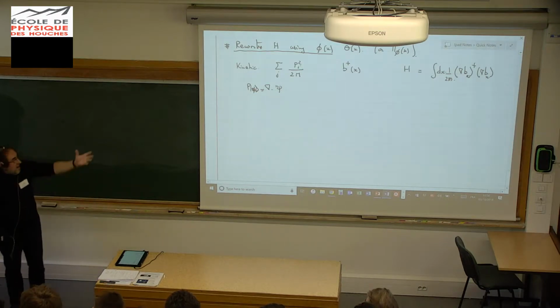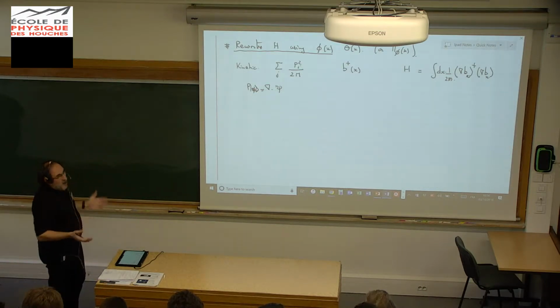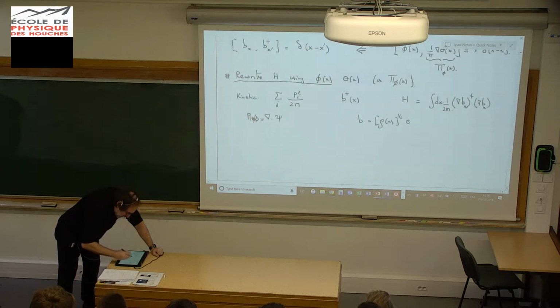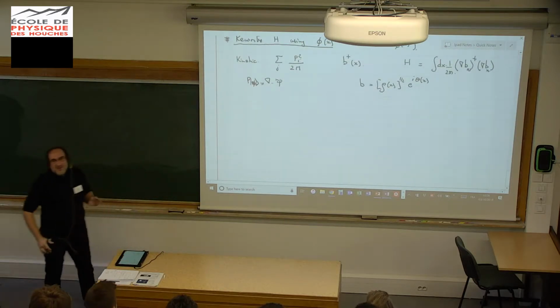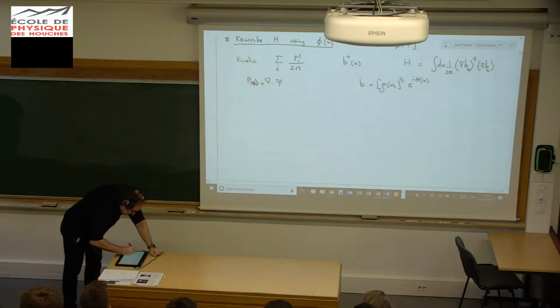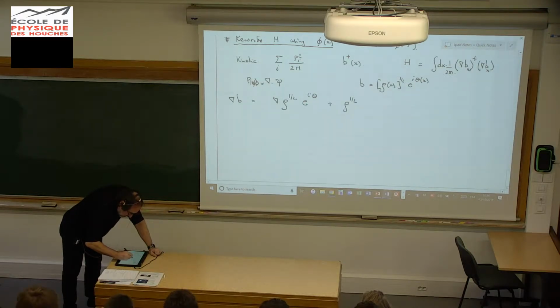But now we have the expression of b in terms of the fields. So let's use the fact that b is rho of x to the power 1/2 times the exponential of i theta. I forgot if I put plus or minus, but at that stage it's not really important. Well, it's important if you want to do a clean calculation, but for the derivation on the board, it's not. So let's go for it. The gradient of b is the gradient of rho to the 1/2 times the exponential of i theta, plus rho to the 1/2 times the exponential of i theta times i grad theta.